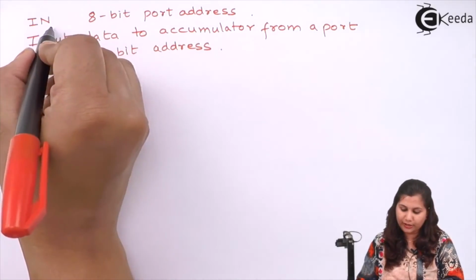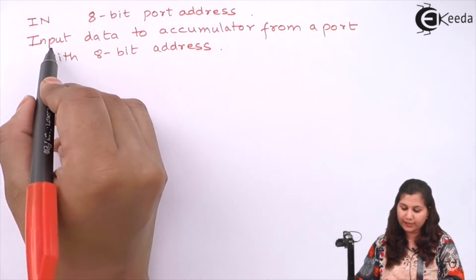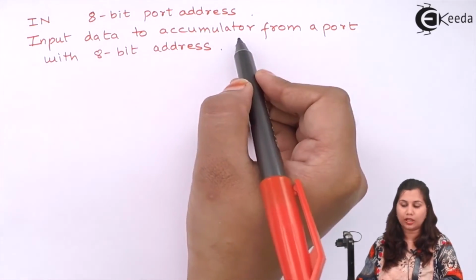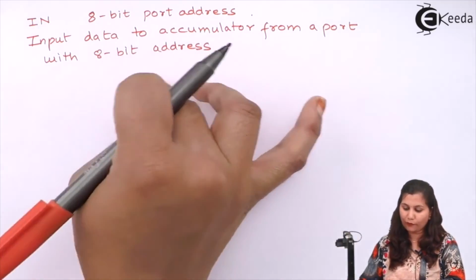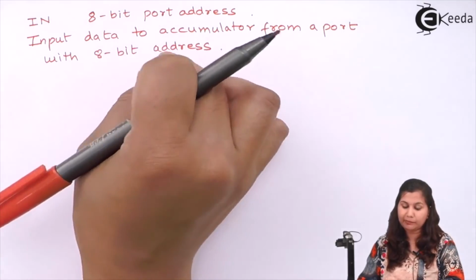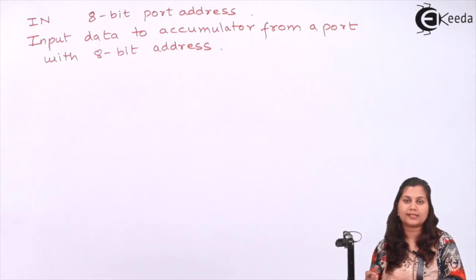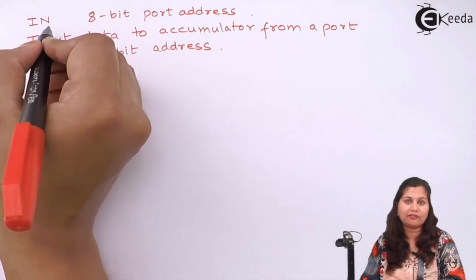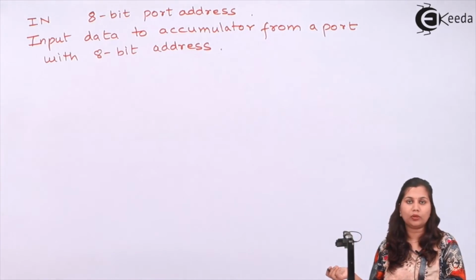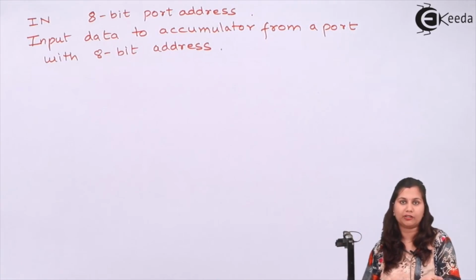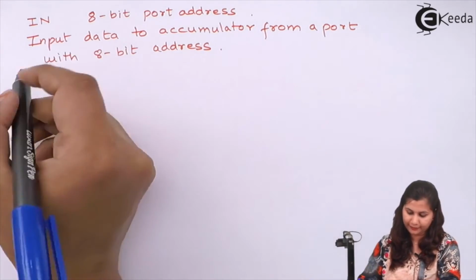This instruction IN also has an operand which is an 8-bit port address. It inputs the data to the accumulator from a port with that 8-bit address. So the contents of the port having this 8-bit address are copied into the accumulator. This is a kind of input, that is why it is written IN. When the contents of the accumulator are sent to the port, it is a kind of output function, so we use the OUT instruction for that.